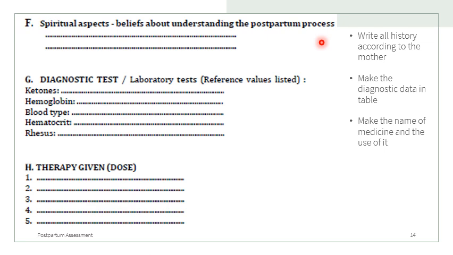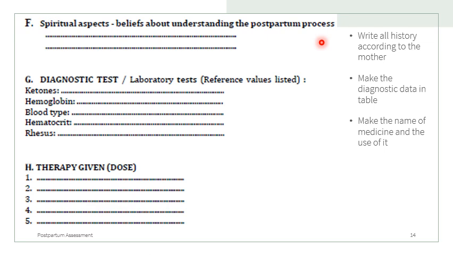Next, we go to diagnostic tests or laboratory tests. Here we put it in a table as well. We write down what are the results of the hemoglobin, blood type, hematocrit, and rhesus study. So we write it in the table in case we are doing a series of checking hemoglobin, while the first one may be normal, and then after delivery it is a little bit low, and then the doctor orders a blood transfusion, and we're going to evaluate how it is.